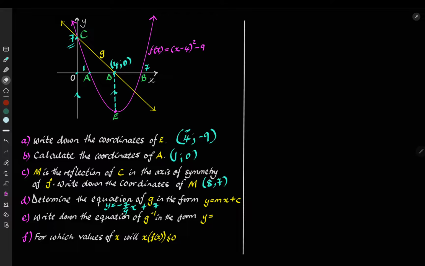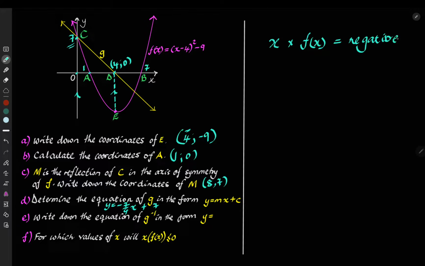Now, moving on to the last part of the question, which says, for which values of x? So here, every time when they say for which values of x, know that you're dealing with the x-axis. Will x multiplied by a function of x be less than or equal to 0? Right, I've seen students struggling with this, but this is quite easy. What it means is that the x coordinate, if you multiply that by the function of x, that thing must be negative, because that's what less than 0 means.